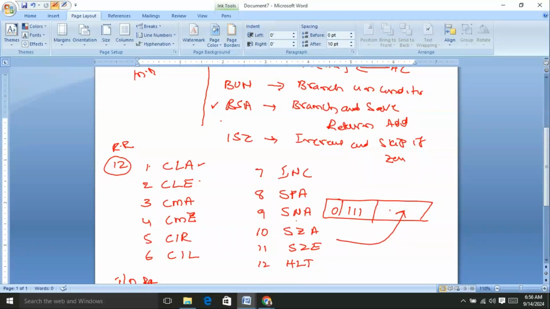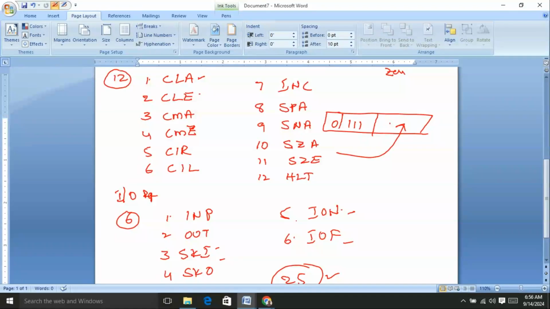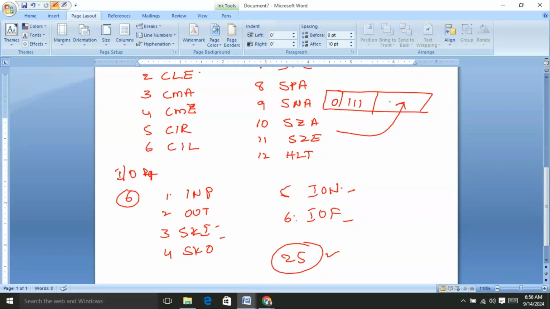The 6 input output instructions are INP, OUT, SKI, SKO, ION, and IOF. Please remember carefully these. I will explain how these instructions are executed in our next video.